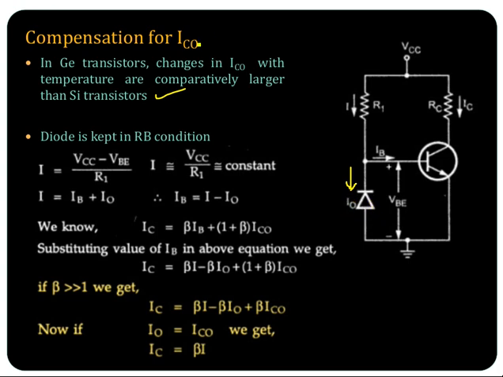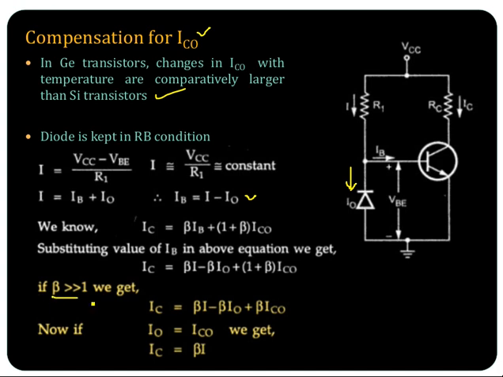So you are again going to do the compensation for the reverse saturation current. IC is equal to beta IB plus 1 plus beta ICO. And the IB expression is I minus I naught. So you substitute that expression of IB here, you get IC is equal to beta I minus beta I naught plus 1 plus beta times ICO.